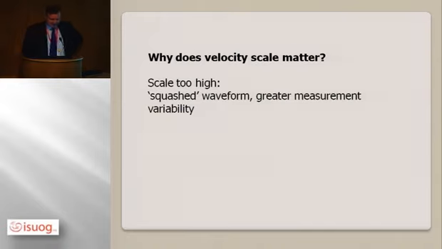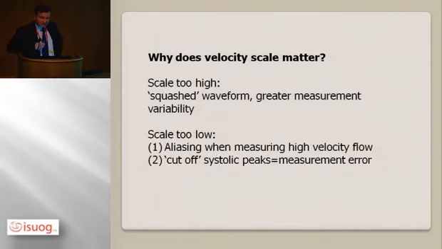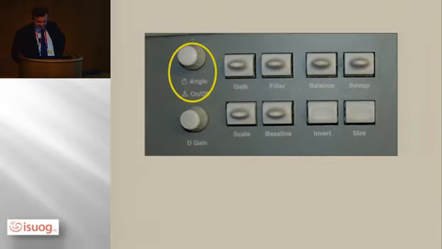So why does the scale matter? Well, if it's too high, you get a squashed waveform and greater measurement variability. If it's too low, you'll get aliasing, particularly high velocity flow. This is particularly an issue in cardiac Doppler, but also in fetal Dopplers. And you'll cut off the systolic peaks if the scale is too low as well, and you just won't be able to get information from the waveform.